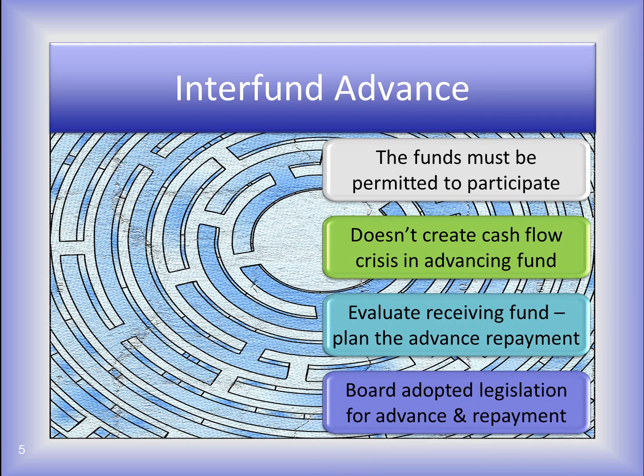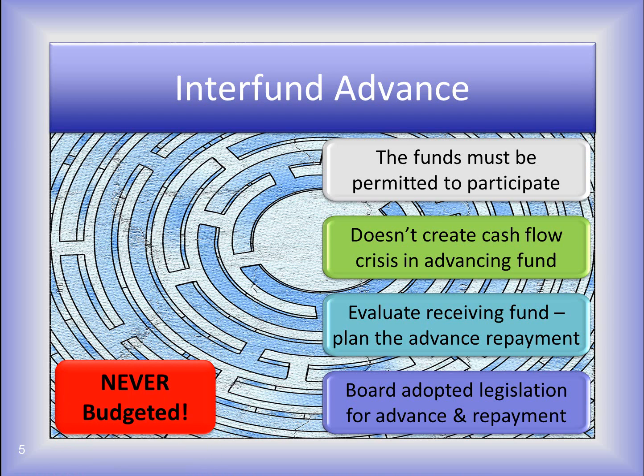And the board must adopt legislation authorizing the fiscal officer to process the initial advance, then adopt additional legislation authorizing the repayment. Repayments can be made in increments as money flows in or all at once. Although the processing of an interfund advance uses appropriation and revenue accounts for advance in and advance out, these accounts are never budgeted. Accounts are used to post the advance to complete the annual financial report.